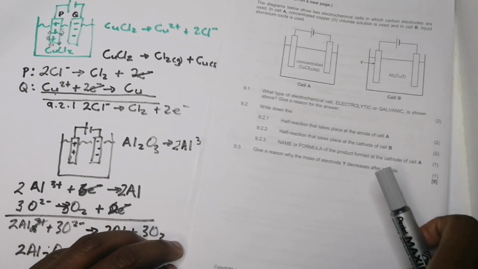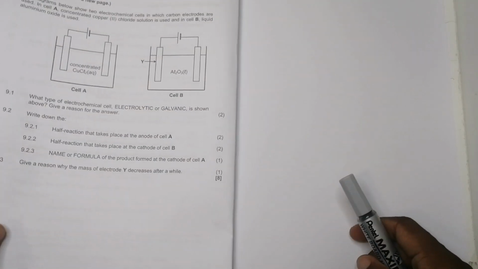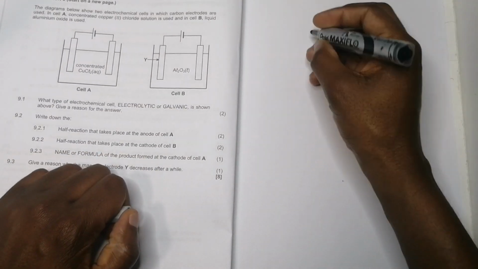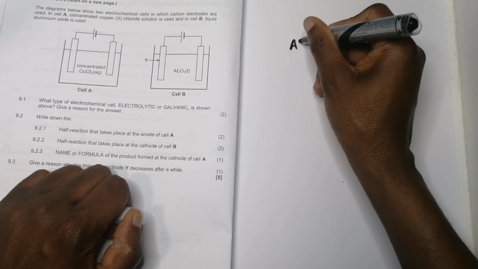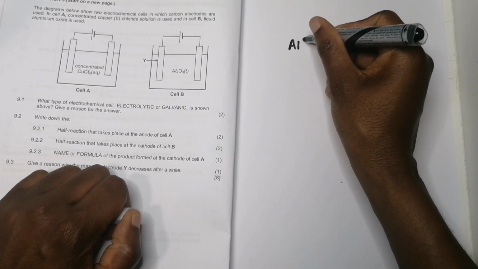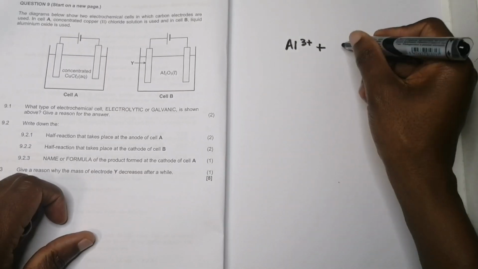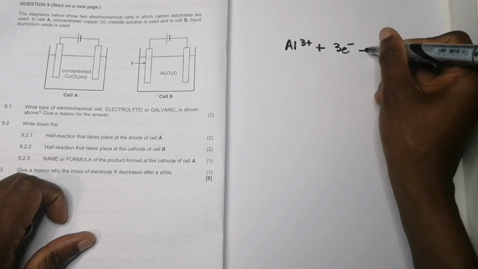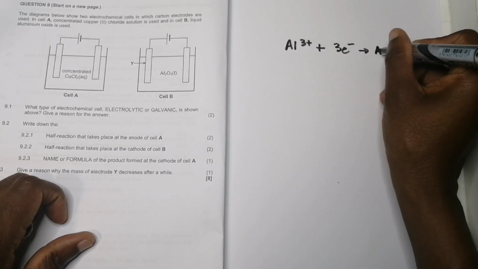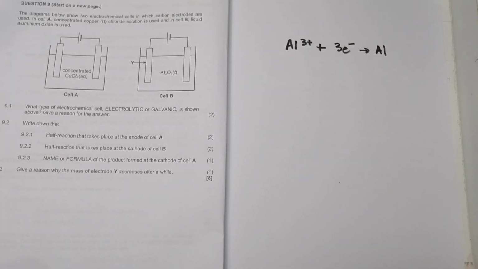Let's just write it out. I'm just going to move over to that side. What happens there is Al3+. Remember we are gaining electrons, so I'm writing it in the original form, plus 3 electrons, that would give us Al, aluminium. So that is what would be taking place at the cathode of cell B.